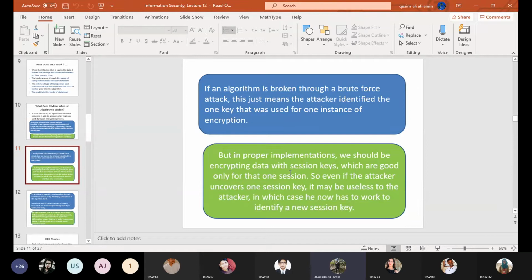अब क्या होगा, जैसे ही कुछ सेकंड के बाद सेकंड सेशन आएगा तो वो फर्स्ट की जो है वो अनअवेलेबल हो जाएगी या उसका कोई यूज ही नहीं होगा. For the second session he has to apply the same work factor to break that particular key and break that particular algorithm and so on.